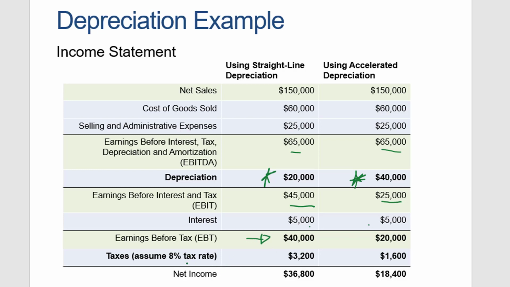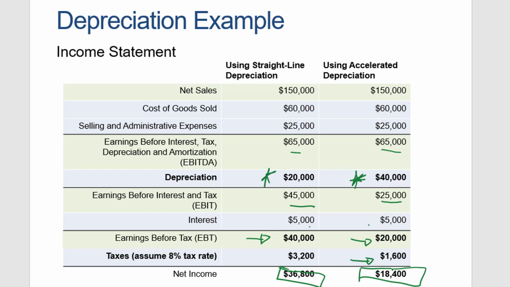When we want to calculate the amount of tax we're paying, we take the tax rate, multiply it by those earnings, and we find out that in this case, we pay $3,200 in tax, and we end up with a net income here of $36,800. On the other hand, if we took a bigger depreciation expense, you can see that our earnings before tax is smaller, which means we get to pay a smaller amount of taxes, right? Because we're paying 8% of $20,000 here, which in turn still results in us having a lower net income. Okay, so this can be a little bit deceiving.